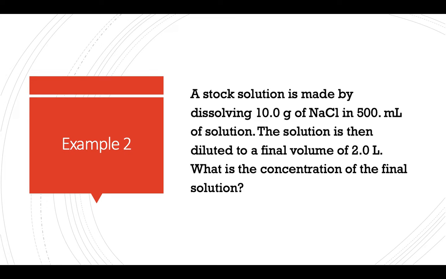Okay, so the next example. This one's a little bit tougher. So a stock solution is made by dissolving 10 grams of sodium chloride in 500 milliliters of solution. The solution is then diluted to a final volume of 2 liters. What's the concentration of the final solution?